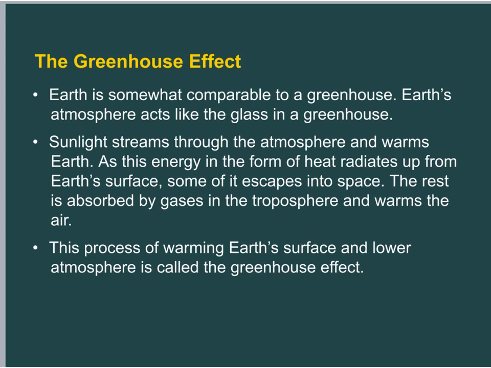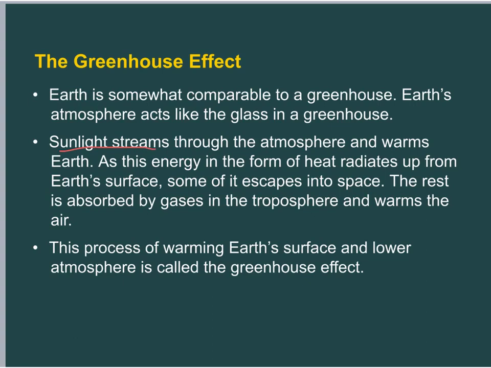So the first thing we want to talk about is the greenhouse effect. We did talk about this in a previous unit, so I won't spend too much time on it, but we compare the Earth to a greenhouse because the Earth's atmosphere is like the glass in the greenhouse. And if you know anything about glass, you know the glass lets light in, but it doesn't really let light out, right? So sunlight comes in and warms the Earth.